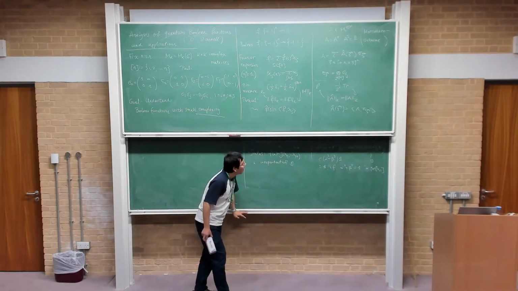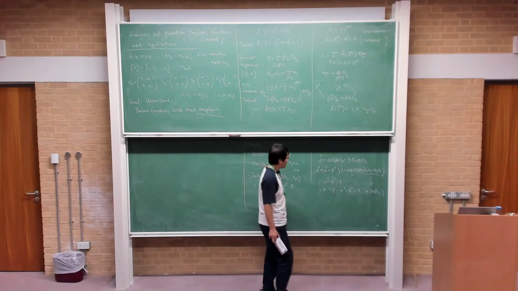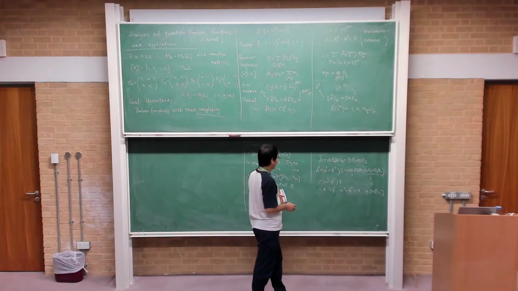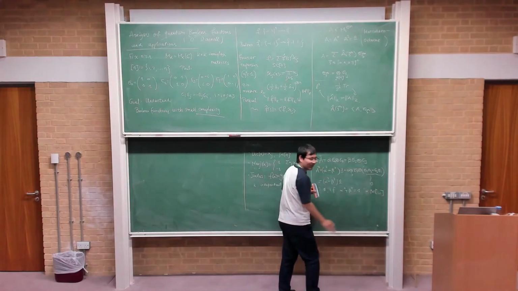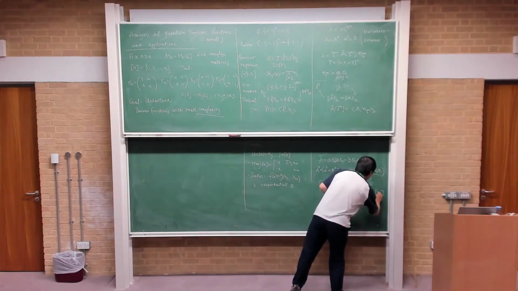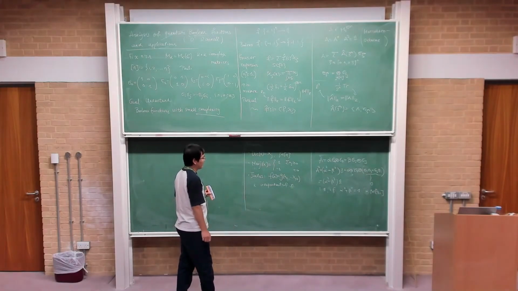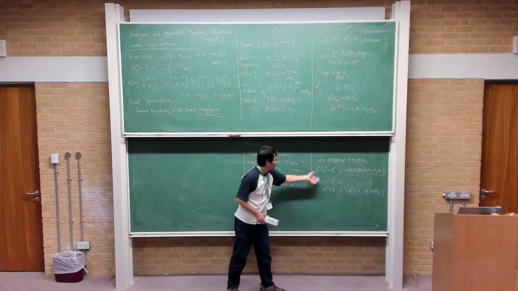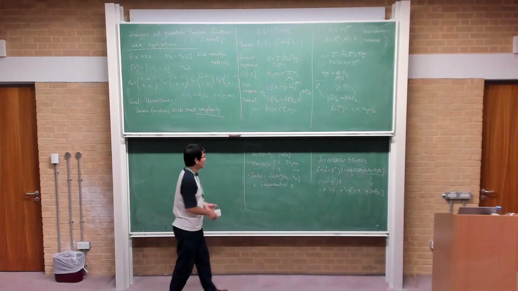Why can't I let alpha and beta be negative? Yes, you are right. They can be negative. Yes, they can be negative. You are right. Thank you. This is not only for the even case. If you want even only, yes, it can be negative. Yeah, you're right.